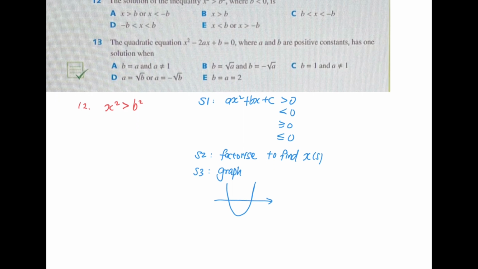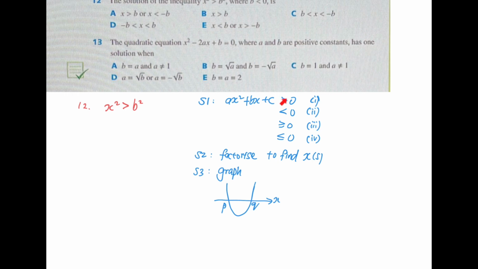So if the graph is going to be like this, and then of course you found your x here. So the greater x you put on the right, the smaller one you put on the left. So let's say the two x values are p and q. This is the x-axis. So I call this case 1, case 2, this one case 3, this one case 4.